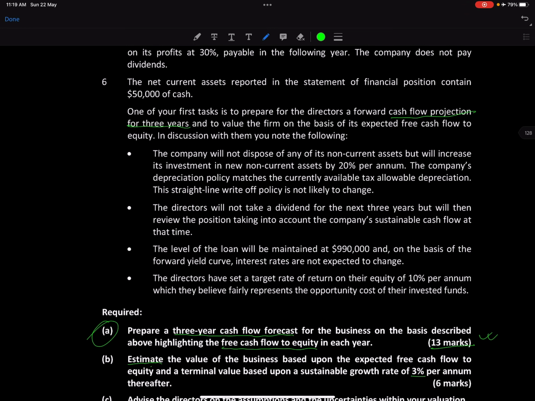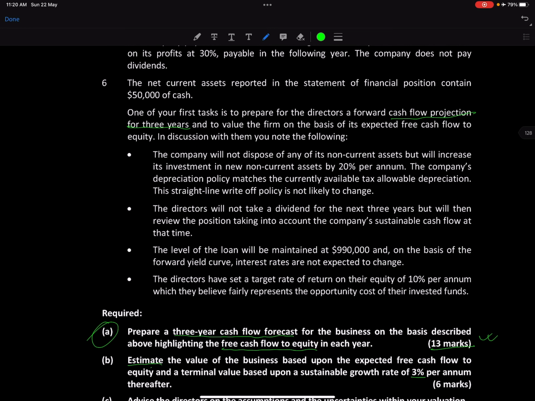In discussion with them, you note the following. The company will not dispose of any of its non-current assets but will increase the investment in non-current assets by 20% per annum. Right. The company's depreciation policy matches the currently available tax allowable depreciation. Straight line write-off policy is not likely to change. The directors will not take dividends for the next 3 years but will then review the position taking into account the company's sustainable cash flow at the time. The level of the loan will be maintained at 990.